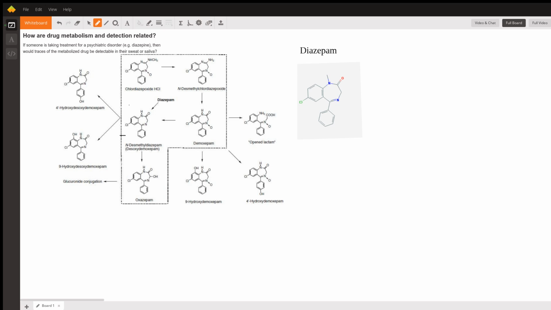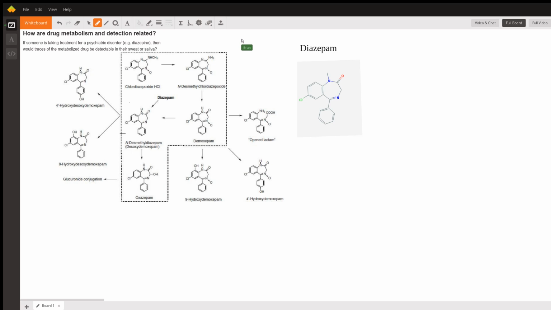It's also sometimes used for other things such as muscle spasms. So diazepam is a great example of a drug that undergoes a lot of metabolism. When I say metabolism, I mean your body is converting the chemical compound that you're taking, which is this right here, and chemically modifying it. That is metabolism. So here's diazepam. If you look at all of these structures, these are all metabolites of diazepam. Now, the main organ responsible for this process is the liver.